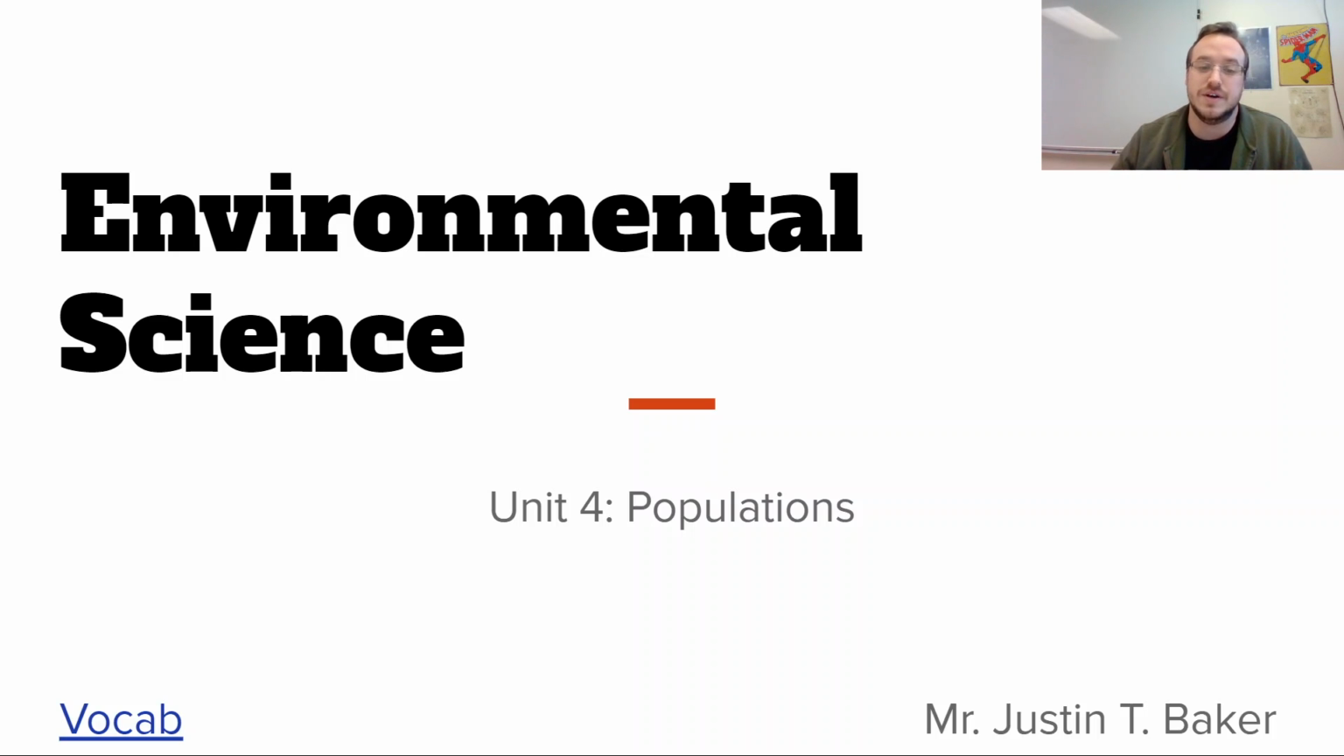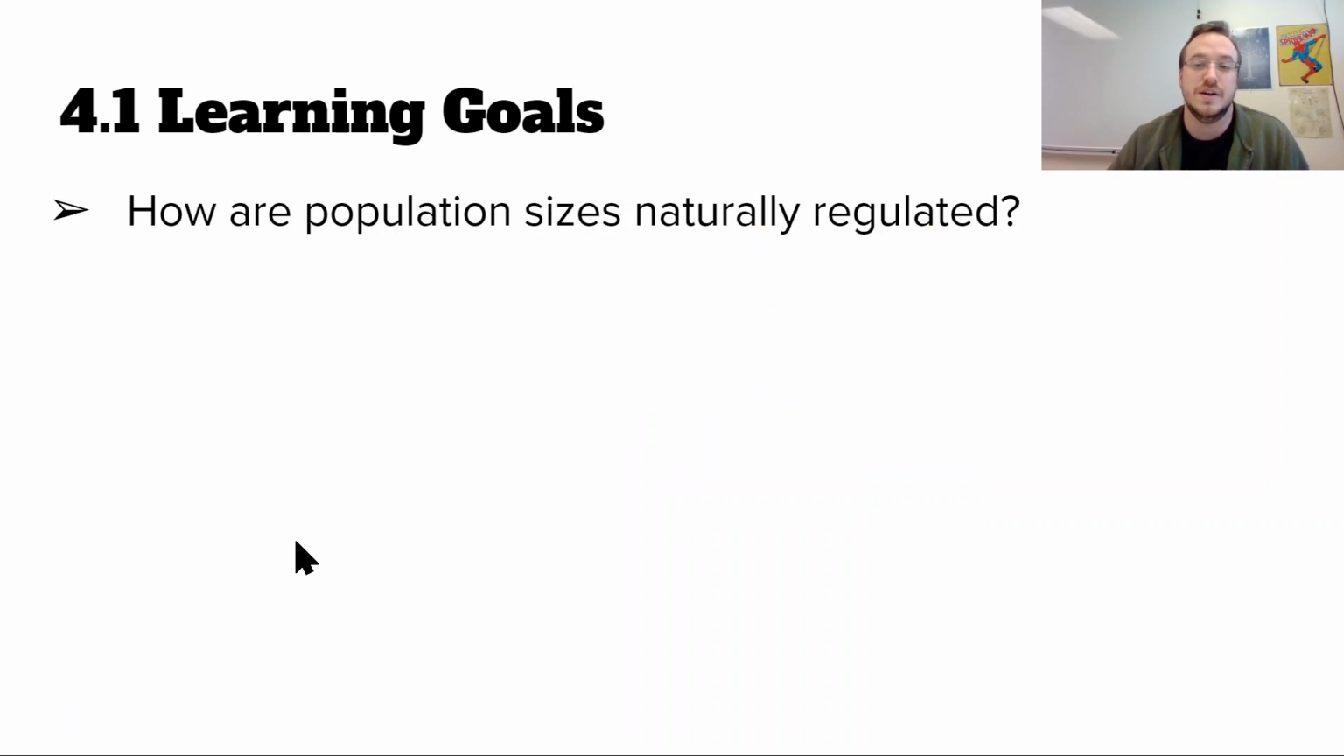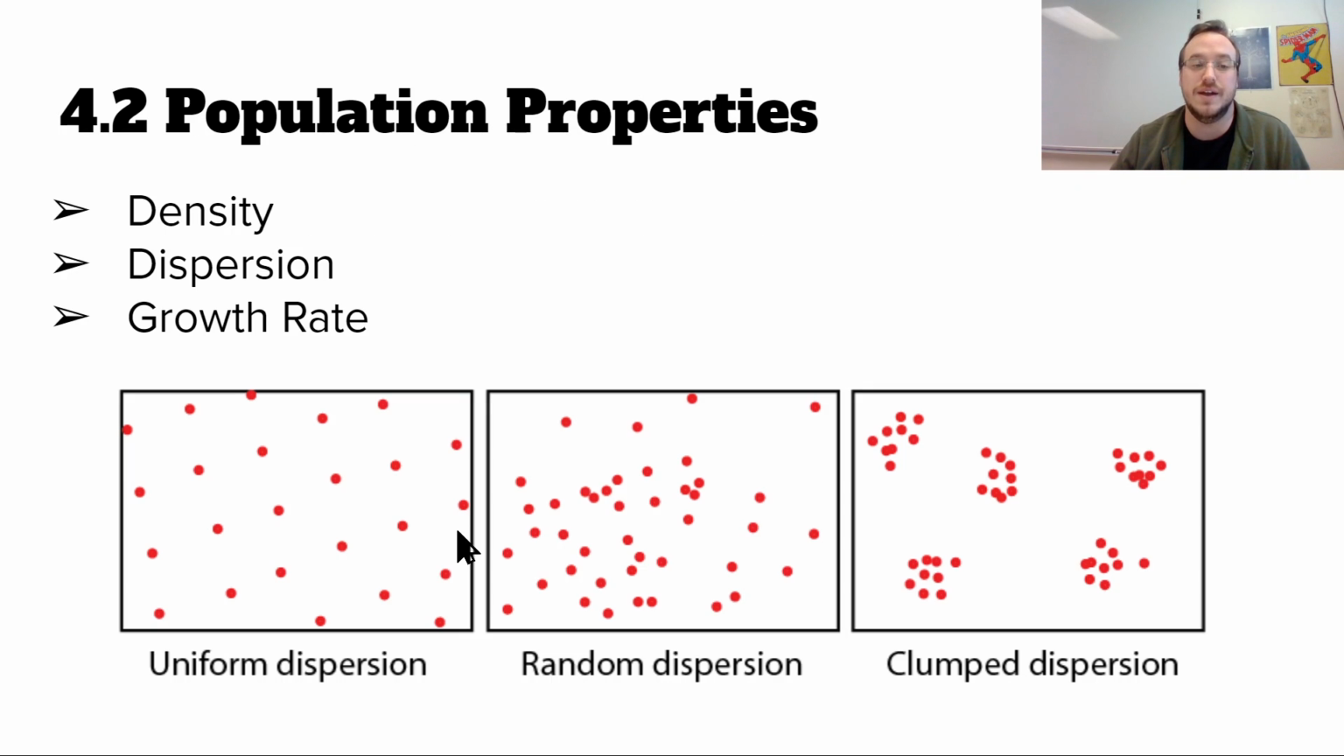All right, so let's go ahead and get started with section 1, and we're going to talk about how population sizes are naturally regulated while we talk about how they're described, because those two kind of go hand in hand. So when we're talking about populations, we go by pretty much these three different properties. First, we're going to talk about that population's density, so how close the individuals live with one another.